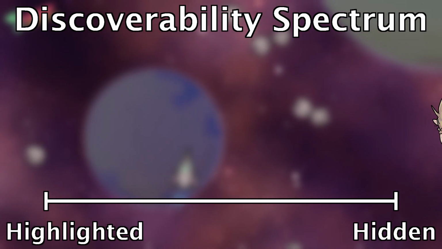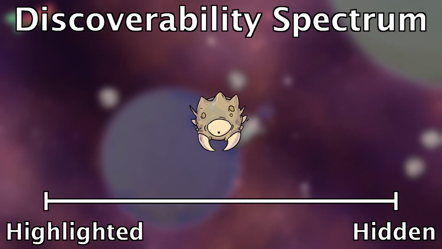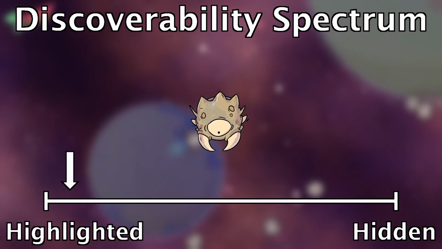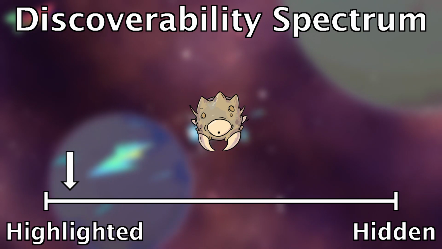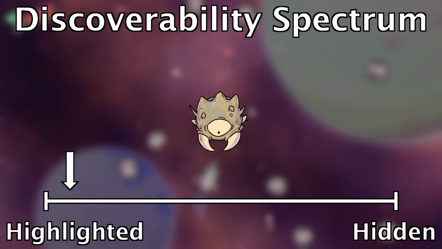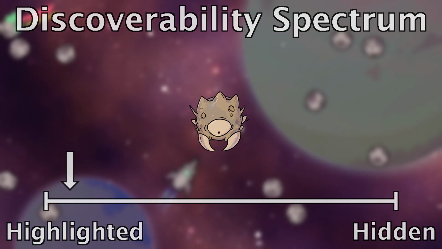An enemy that is on screen would be pretty close to highlighted information. I'd say the difference between being perfectly highlighted and close to highlighted is where you have to look to find the information.